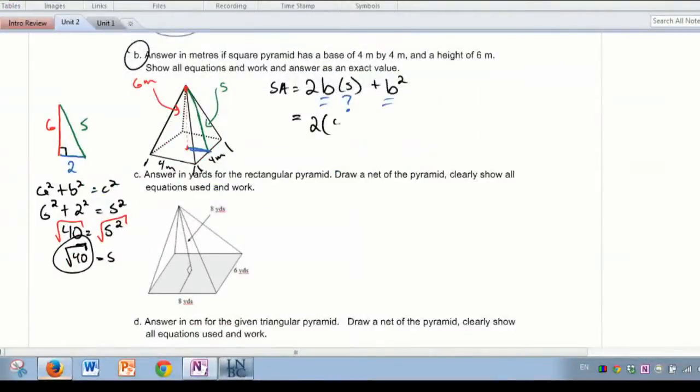The base length is 4. This is root 40. And then I have 4 squared for the bottom. So we're going to have 8 root 40 plus 16.